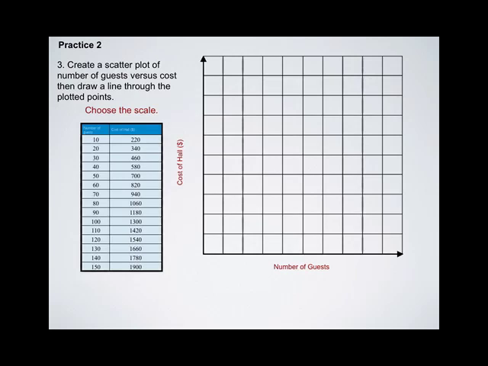Next, we need to choose the scale. We've counted up by tens in our table of values, but we don't have enough room for that on our graph paper. We actually have 10 boxes on our graph paper to represent the numbers from 0 to 150. I'm going to divide 150 by 10. That's 15. Each box that I go up is going to represent 15 guests.